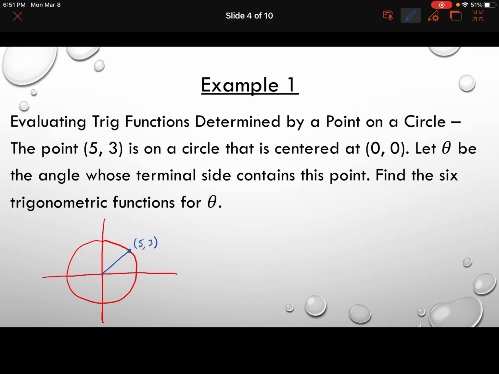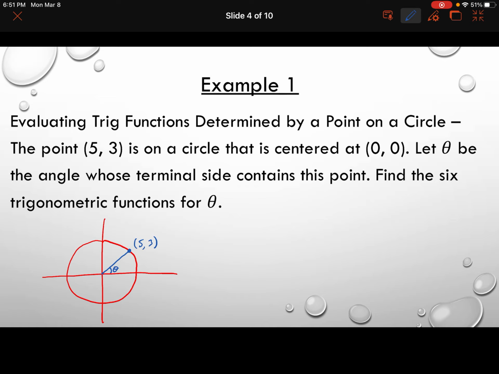And actually, let me finish the question. Let theta be the angle whose terminal side contains the point. Okay? So all this is saying is that we have an angle, and the terminal side is that blue line that I drew going from the origin to the edge. That's the terminal side of the angle. That's all it's saying. And then it says, find the 6 trigonometric functions for theta.